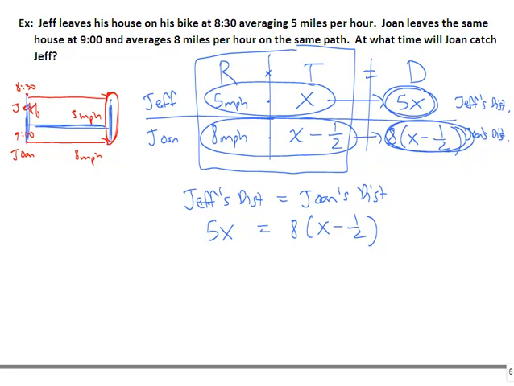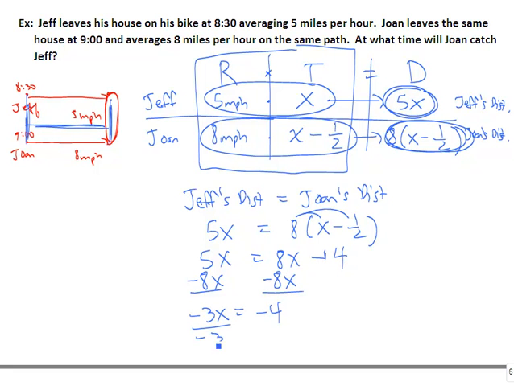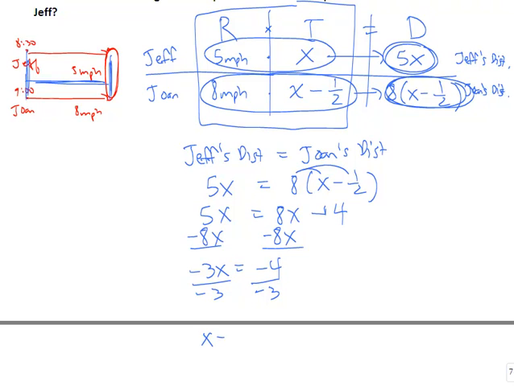Now to solve, distribute 8. 8 times x is 8x, minus 8 times a half is 4. Now I want to solve for x, so I'm going to move my x's to the left side. So I'm going to subtract 8x to the other side. 5 minus 8 is negative 3x, equals minus 4, and then I'm going to divide by negative 3. So we get x equals positive 4/3, because these two negatives cancel out.